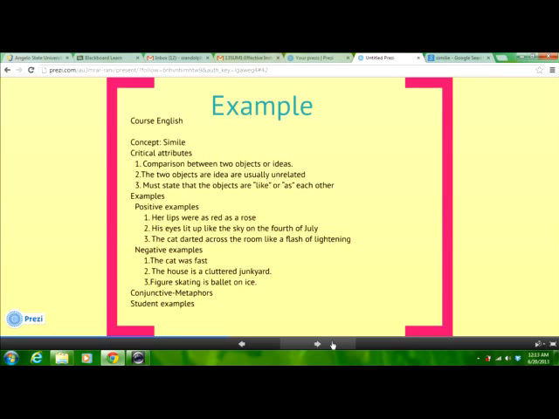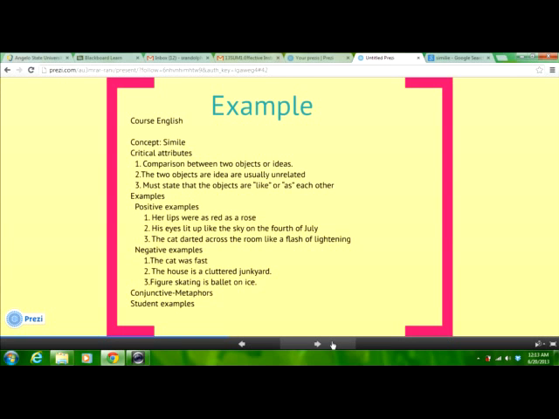Some examples that you could have up on a board, on your T-chart, on your smart board. I think a smart board would be a really great way to use this. You could have the words and have students matching them to positive and negative examples, or you could have flashcards. There's a lot of different ways to do this, but my positive examples were: her lips were as red as a rose, and the cat darted across the room like a flash of lightning. Something that really has those students realizing that the words like and as are in there, and that these ideas are unrelated.